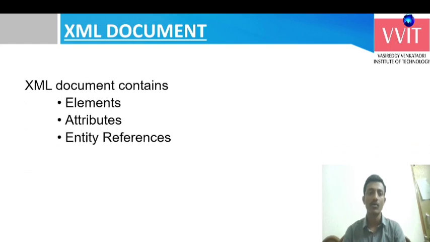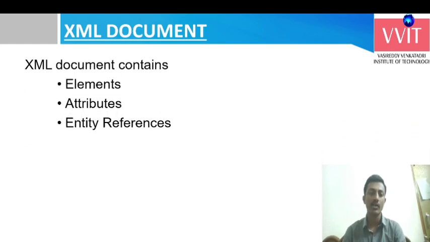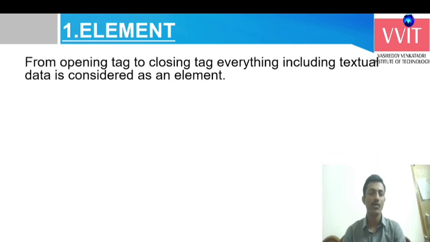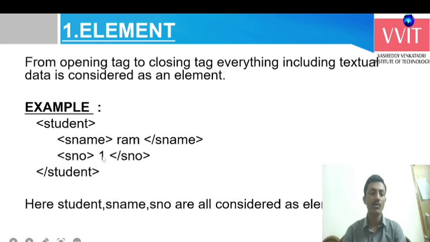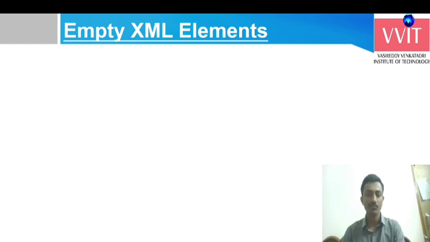XML document. An XML document contains elements, attributes, and entity references. First of all, we see element. From opening tag to the closing tag, everything should be considered as an element. For example, if I take student, and the student has children S name, S number. Here student, S name, S number are all considered as elements.